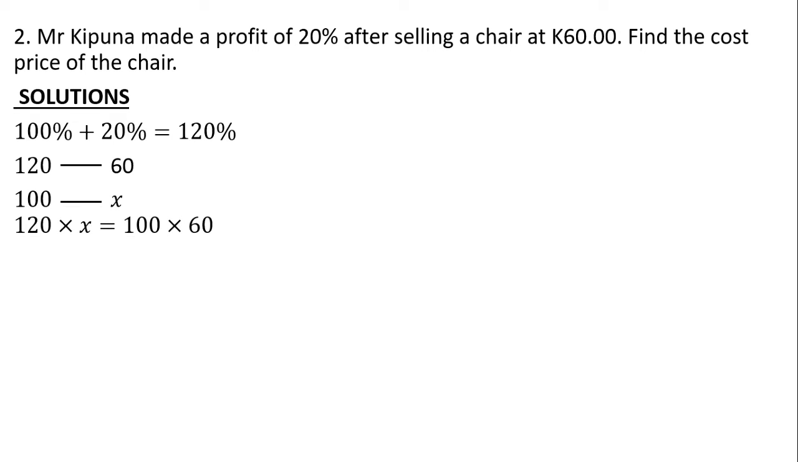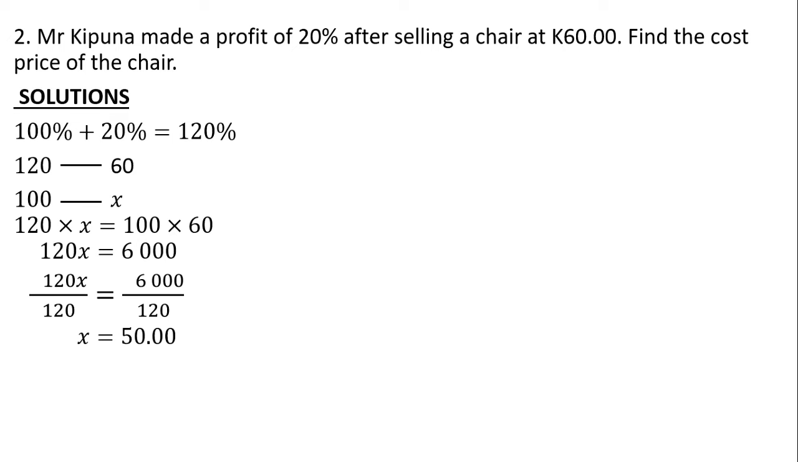From here we cross multiply. 120 times x is equal to 100 times 60. 120 times x gives us 120x, and 100 times 60 gives us 6,000. To find the value of x, we divide both sides by 120. Our x is equal to 50. Therefore, the cost price of the chair was 50 kwacha.